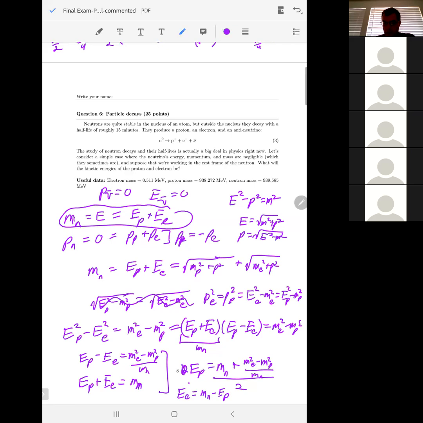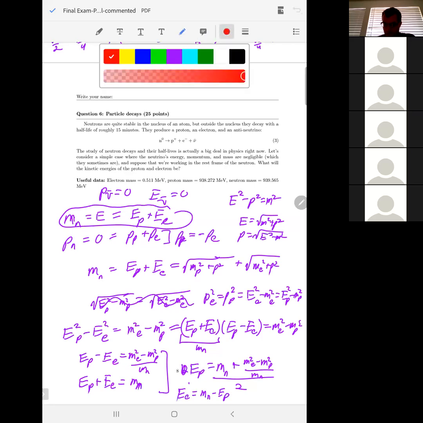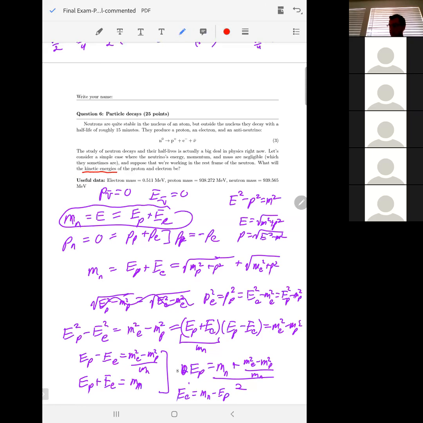But if we look at the problem, what I specifically asked for are the kinetic energies. So how do I go from having the energies of the electron and proton to having the kinetic energies? The kinetic energy equals E minus M, and we found E's already. We have the M as given, so we just plug it into that. Yep, exactly. Other questions?